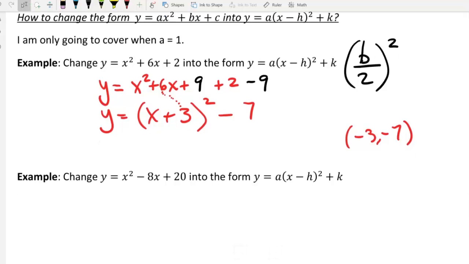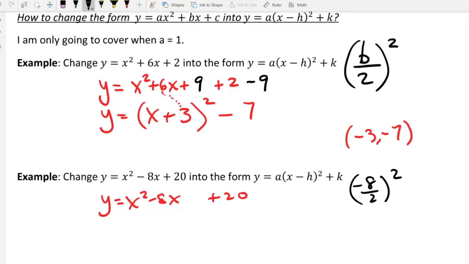Now the last example has a negative b value. So we rewrite the equation, we leave a space after x. We're going to put the number that completes the square. It's half of -8 squared. Half of -8 is -4, and -4 squared is 16. 16 is the number that completes the square. We add 16, we also subtract 16 to balance the equation on the right.